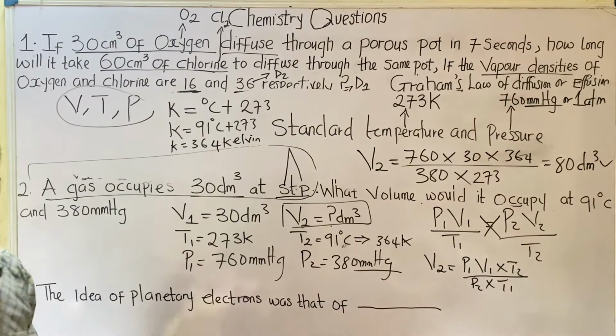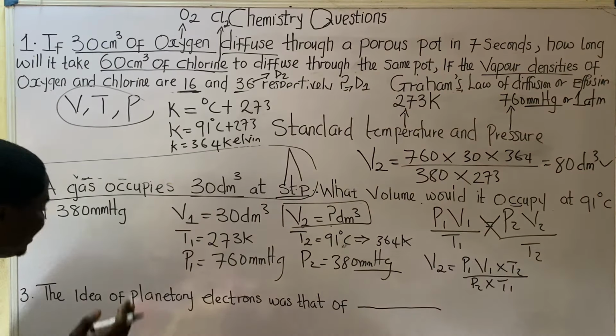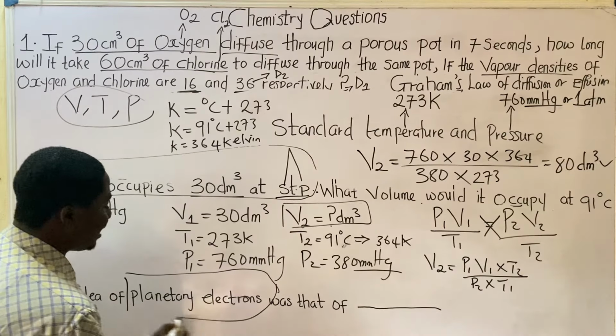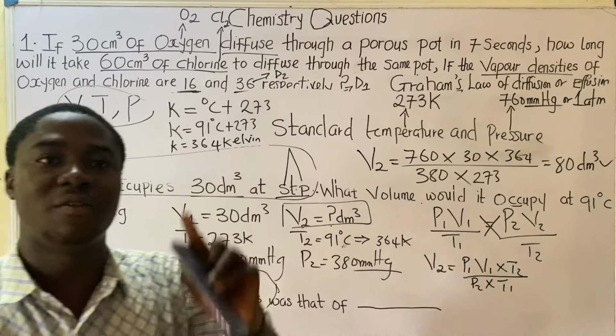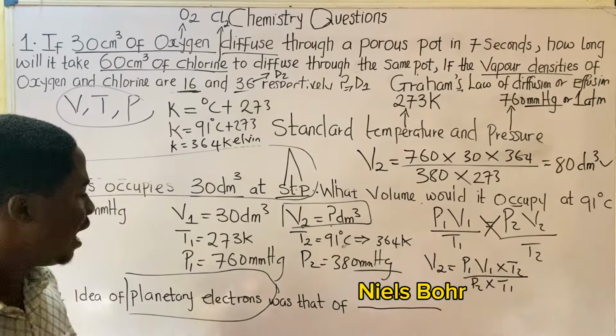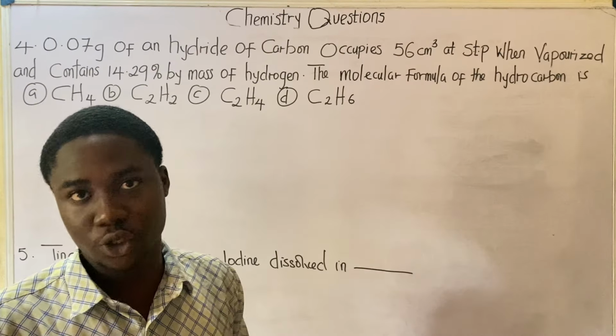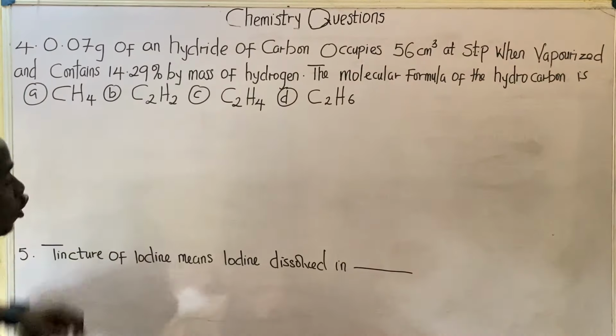Let's get into question number 3, which says the idea of planetary electron was that of, meaning they are asking who brought about the concept of planetary electron. Now, let us move over to the next practice questions, and let's get into question number 4.